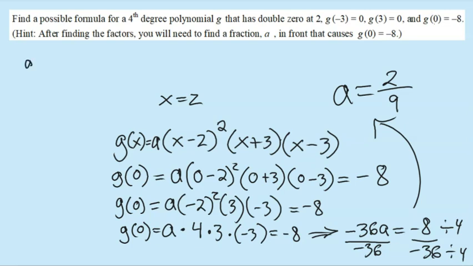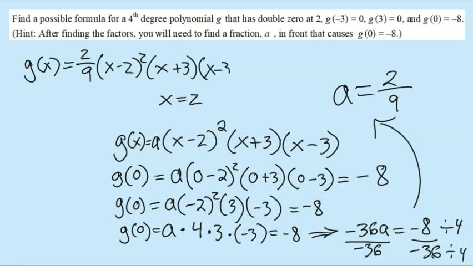Our final answer is g of x is equal to 2/9 times (x minus 2) squared times (x plus 3) times (x minus 3). And this would be our final answer. And now we could expand this so that it's in standard form, but putting it in factored form is acceptable. It's just fine. So that's our final answer. Let's go on to the next one.